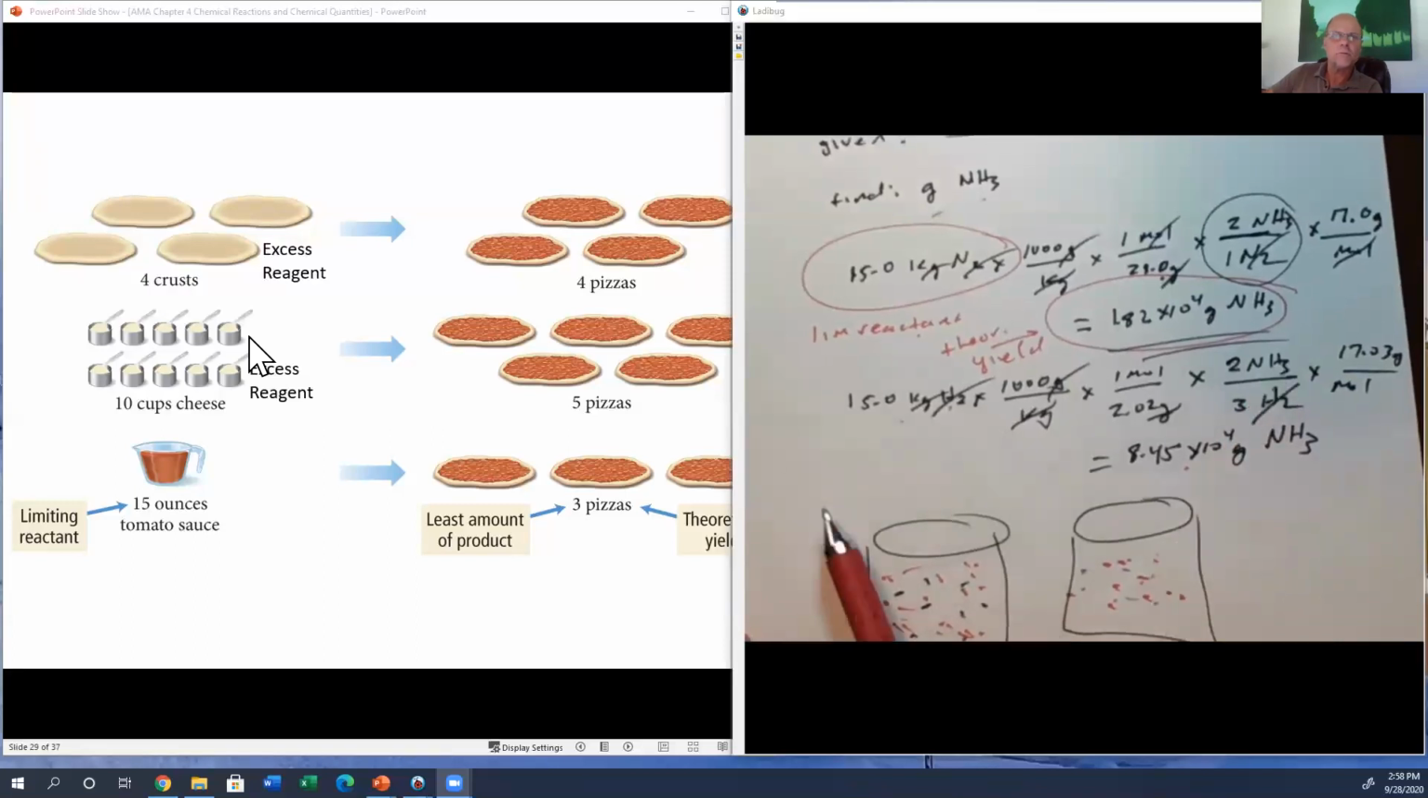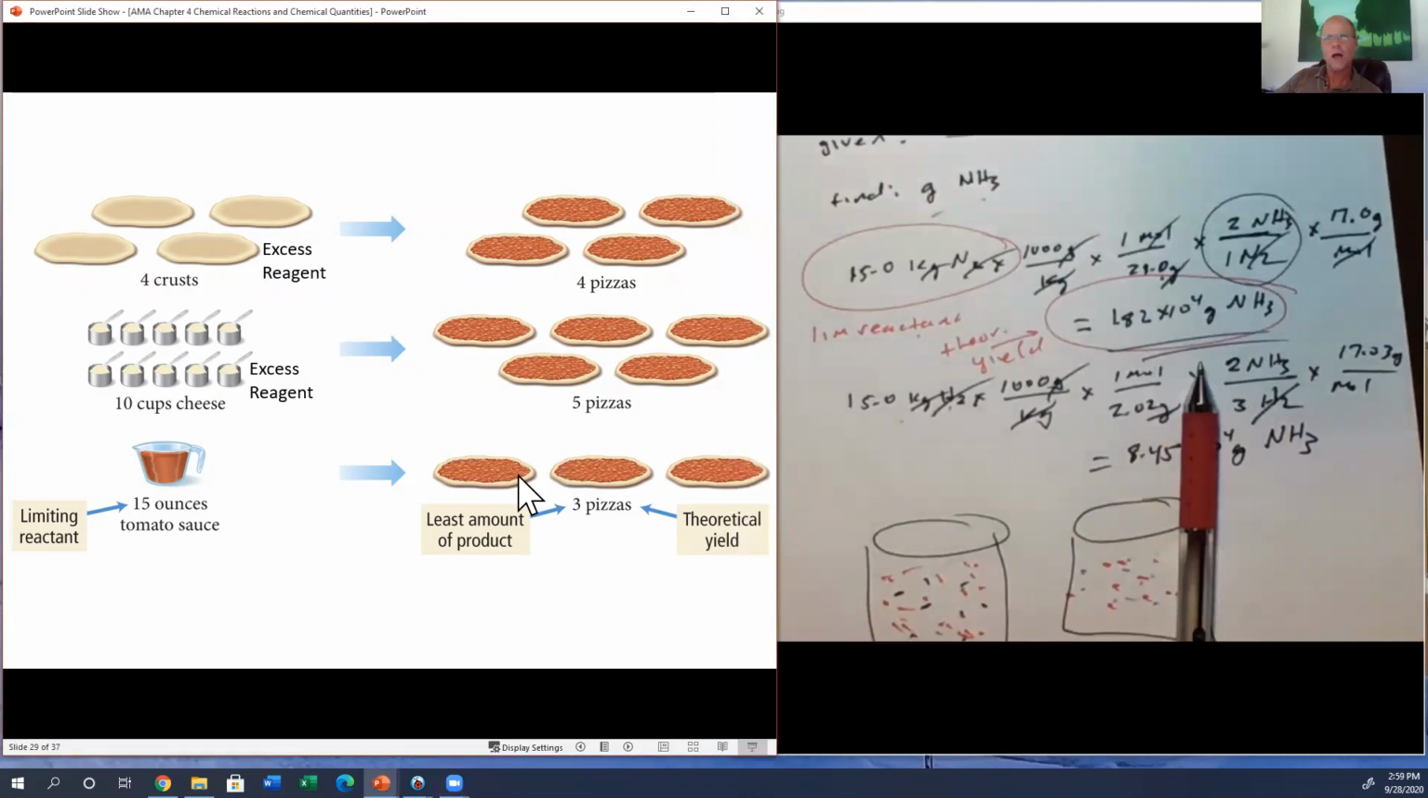So at the end of a reaction, you're going to have your product plus whatever leftover reactants you have. Just like when you make pizza, you're going to have your product plus whatever leftover ingredients. It's exactly the same thing. It's not any more complicated than this.